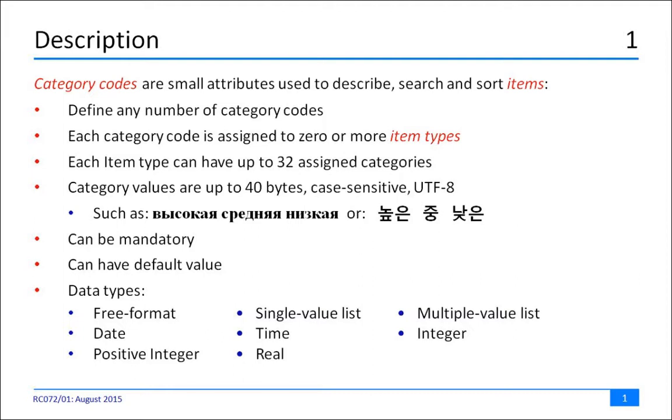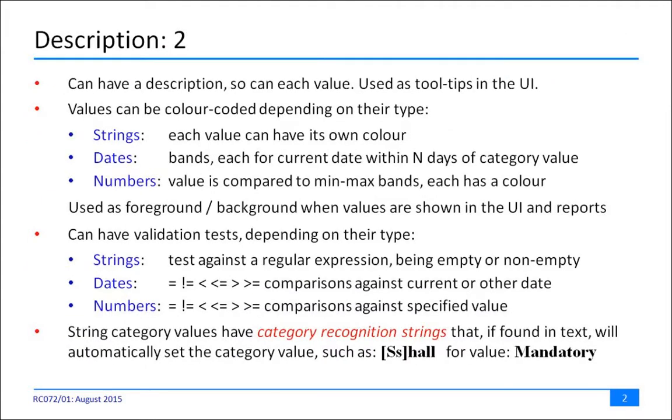Categories can be mandatory, which means that an item cannot be saved unless it has a value for that category. Categories can have default values, which Cradle will provide if you don't provide a value. Each category is defined as one of the data types shown on the screen. Category codes can have a description, and so can each of their values, to explain their purpose to others.